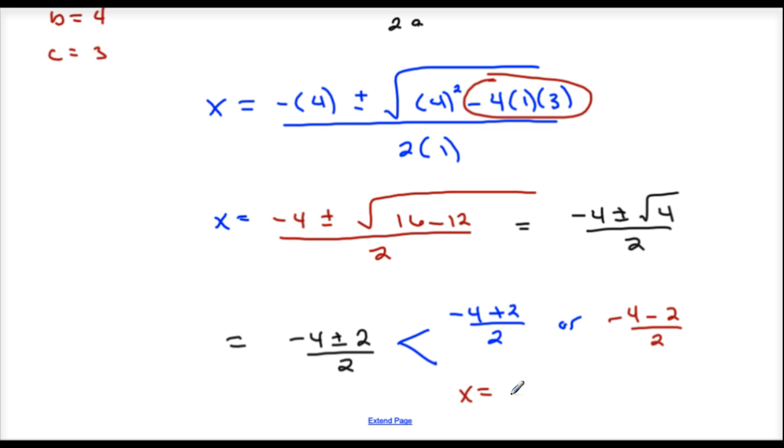So x equals -1, or -4 minus 2, which is -6, over 2, and you get -3. So your two roots are going to be at -1 and -3. So again, if we're going on our graph here, your two roots will be here at -1 and -3. That's where your parabola will cross your x-axis.